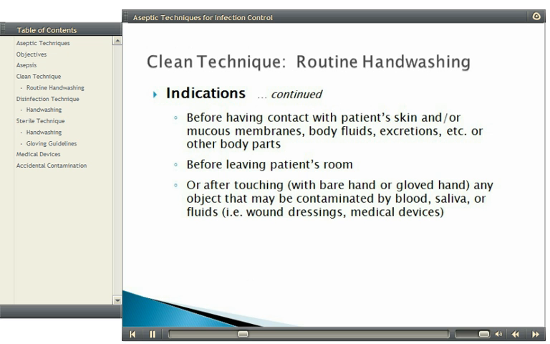Clean technique. Routine hand washing. Indications continued. Before having contact with patient's skin and/or mucous membranes, body fluids, excretions, etc., or other body parts. Before leaving patient's room. Or after touching, with bare hand or gloved hand, any object that may be contaminated by blood, saliva, or fluids, i.e., wound dressings, medical devices.